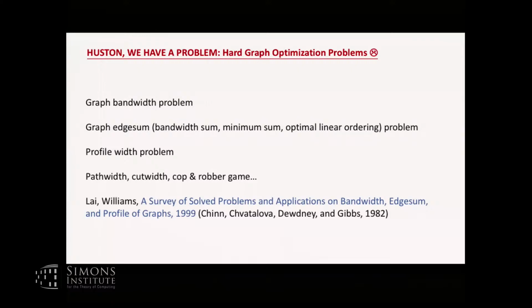And problems that those of you that are computer science oriented will recognize showing up in my definitions basically are the graph bandwidth problem, the graph edge sum, and so on and so on. And there's a beautiful review. I love reading some older theoretical computer science paper, a survey of solved problems. That's an overstatement. It's not solved. They're all NP hard, pretty much.